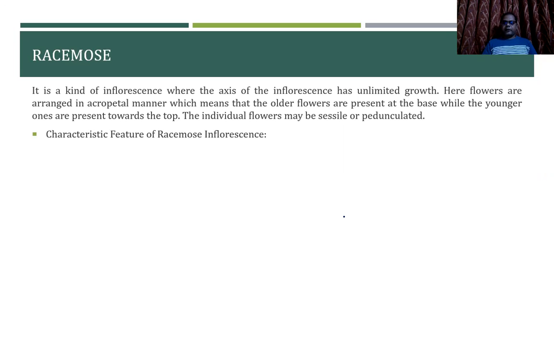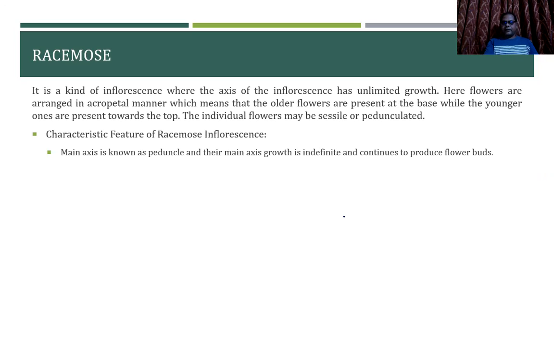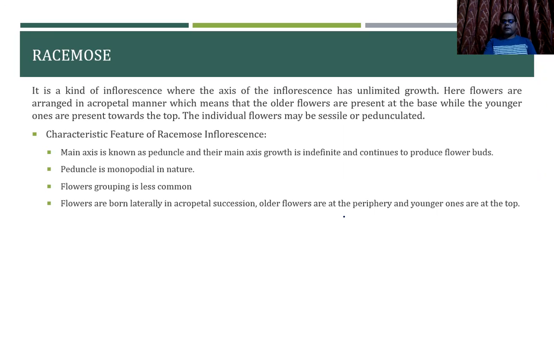Now, when we are talking about the characteristic features of the racemose inflorescence, the main axis, known as the peduncle, is indefinite and continues to produce flower buds. The peduncle is monopodial in nature. The flowers grouping is less common. The flowers are borne laterally in acropetal succession, that is, the older flowers are at the periphery and the younger flowers are on the top.